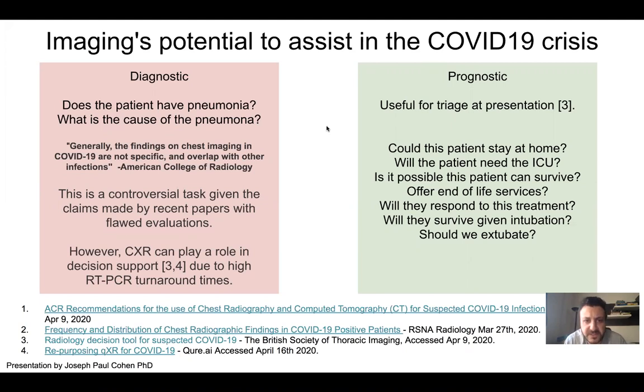The consensus around whether we can actually make a diagnosis from chest imaging is that there are non-specific features. This is compounded by a lot of literature that has flawed evaluations. However, chest imaging can still play a role in triaging patients due to high PCR turnaround times. But the goal that we're going for is prognostic predictions.